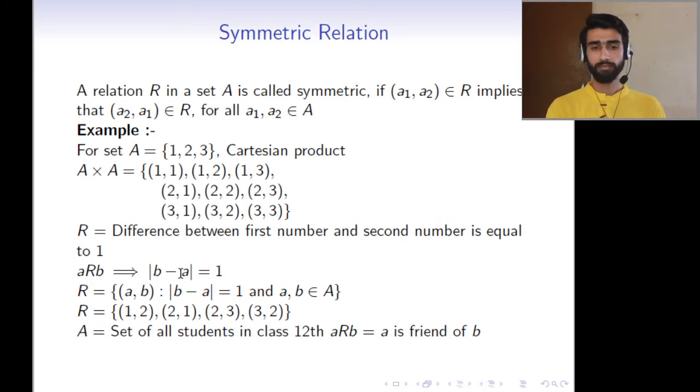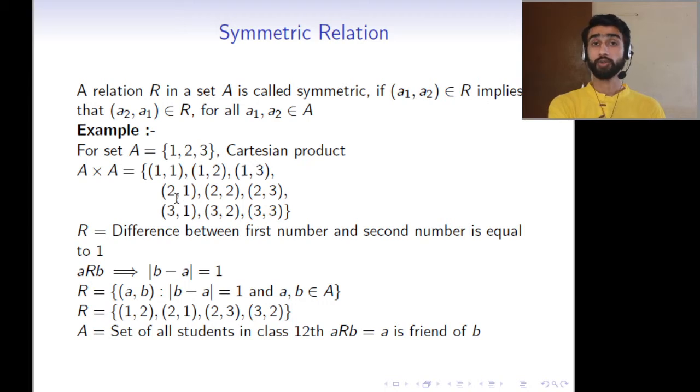I am saying the same thing, that the difference between them is 1. Okay, now let's check from the first. 1 minus 1 difference is not equal to 1, leave it. 1 comma 2 difference is 1, take it, grab it and put it in our relation. 1 comma 3 difference is 2, not equal to 1, leave it.